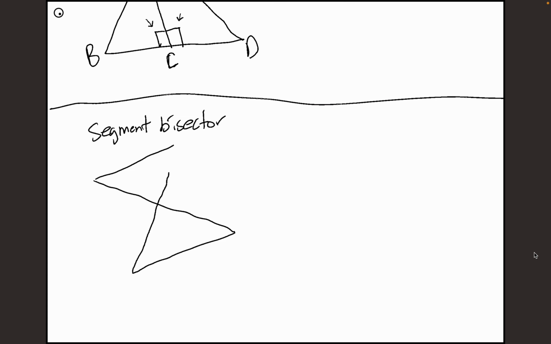Do we see two triangles here? I'm going to go label the corners. Okay, so here's an example where we will see a bisector. If I say segment BD bisects AE, what did we say a segment bisector does?